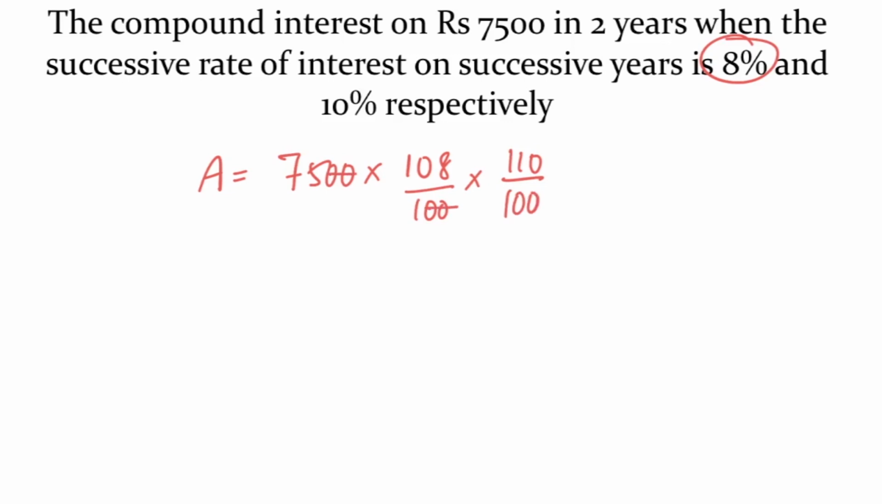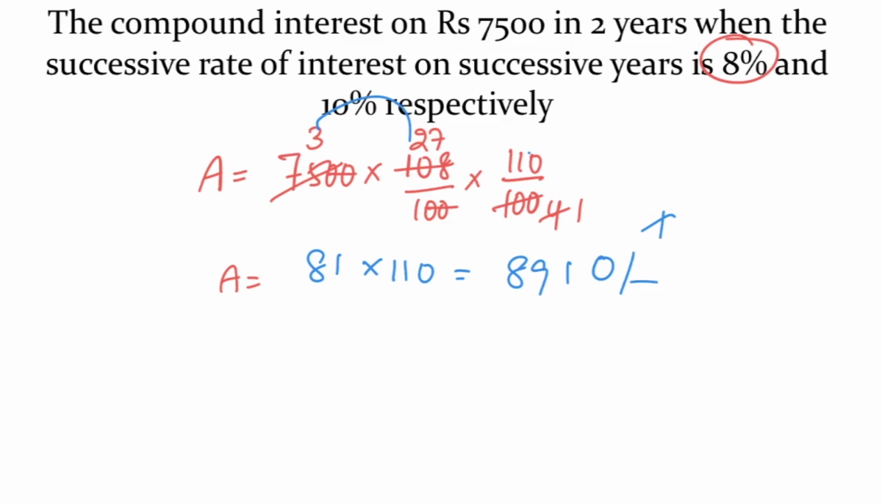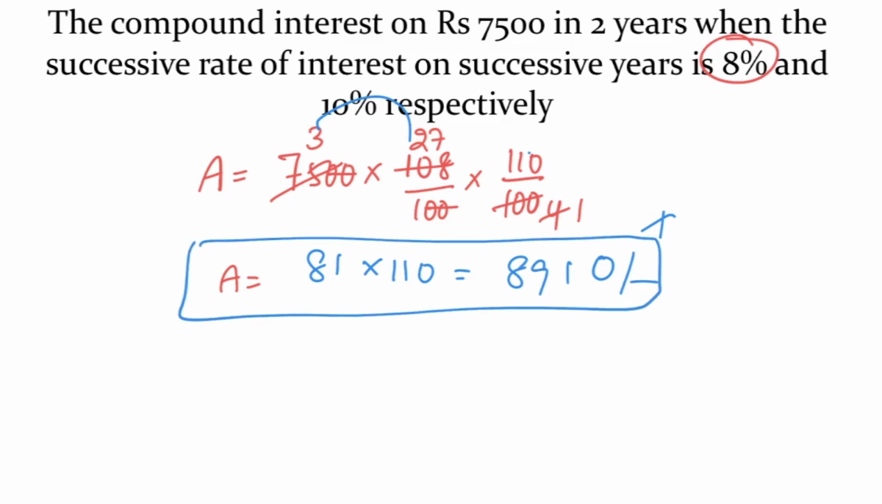2 zeros, 2 zeros cancel. 25 3 times, 25 4 times. 4 ones 4, 27 times. So that will give you 3 into 27, 81 into 110, 0, 11 into 1, 11, 11 into 8, 88 plus 1, 89. So amount is 8,910 rupees. If you borrow 7,500 rupees and you need to pay 8,910 rupees, there is a compound interest of 1,410 rupees.